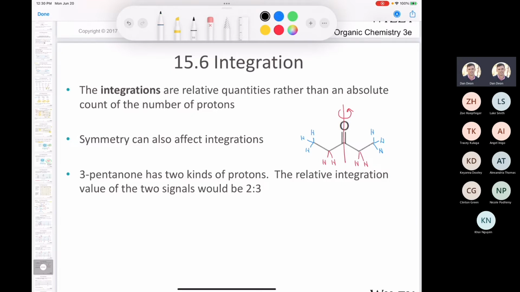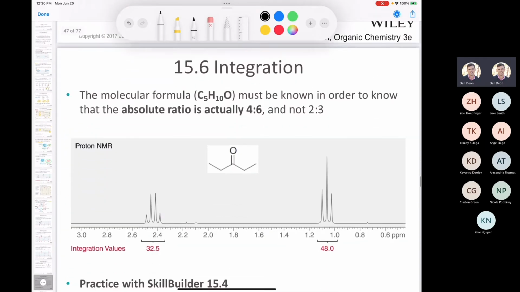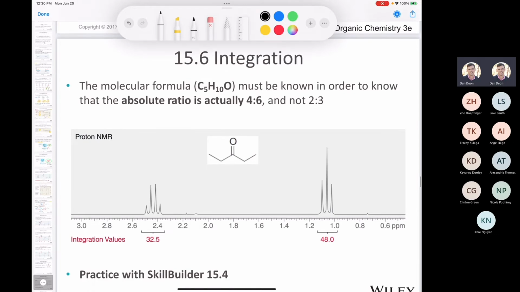The name of this compound, and we haven't covered ketone nomenclature, that's covered in organic chemistry too, is 3-pentanone. All right, so let's take a look at the proton NMR of 3-pentanone. Here it is. We have a signal here, and we have a signal here. The signal that's shifted further downfield has 4 little peaks, and the signal that's further upfield has 3 little peaks. Anyhow, here are their relative integrations, 32.5 and 48.